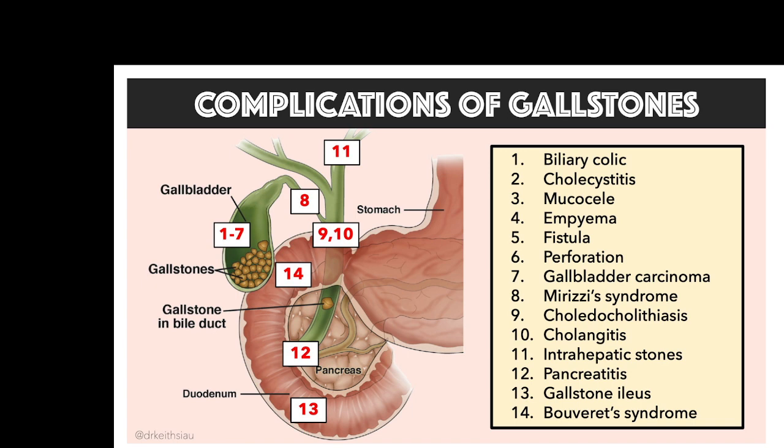Mirizzi syndrome, where the patient may have recurrent jaundice, or choledocholithiasis, where stones may even form in the common bile duct, which can produce obstructive jaundice. Cholangitis, where inflammation of the biliary system can occur. Stones could also form within the liver, which become quite difficult to manage. Pancreatitis could be one of the later complications of gallstones, or a gallstone which has migrated into the intestines may get enlarged and may produce an obstruction.